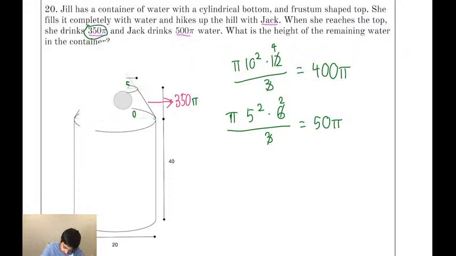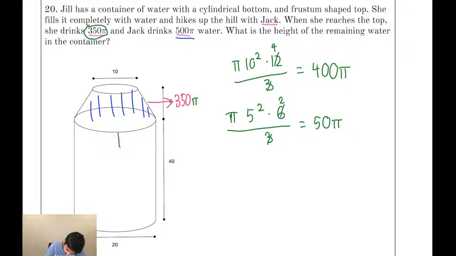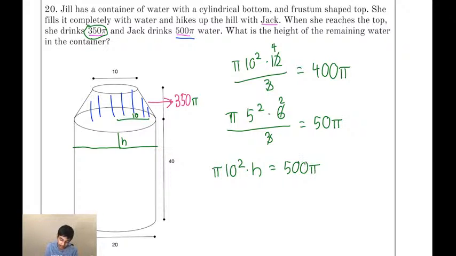So let's just get rid of all this. So Jill will drink the volume of this top frustum here. And now Jack drinks 500 pi. So let's just say that Jack drinks till a height h here. So Jack drinks till a height h here, right? So if Jack drinks till a height h there, then we know that the volume of what Jack drank is 500 pi. And since the radius of this circle is 10, we know that the volume of the cylinder that Jack drank was pi times 10 squared times h equals 500 pi, because again, he drinks 500 pi. And this h is what we want to find.